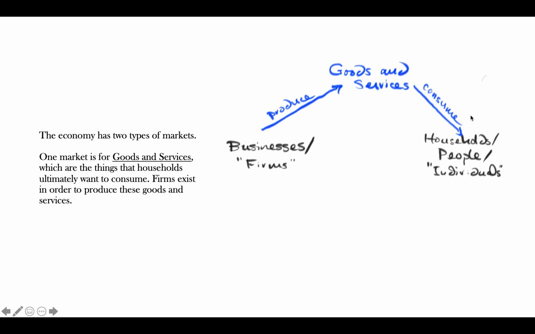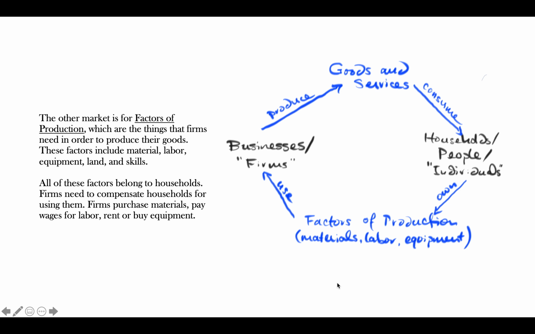On the one side is a market for goods and services. This refers to all the things that people want to consume. So it includes bread, it includes haircuts, it includes everything that normal people want to purchase. Businesses are in the job of producing these goods and services for households. The other market in the economy is for the factors of production. These are all the inputs that businesses use in order to produce goods and services.